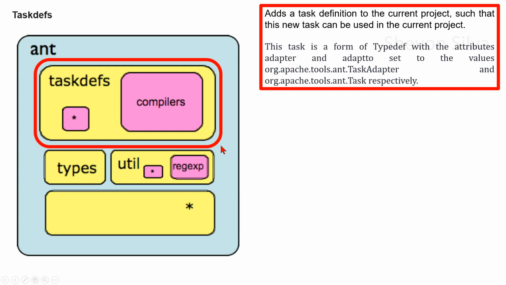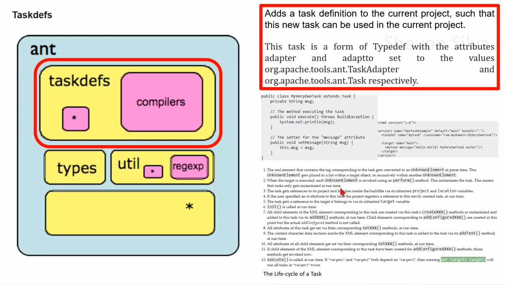values org.apache.tools.ant.TaskAdapter and org.apache.tools.ant.Task respectively. Now we are considering the life cycle of a task. The method executing the task here and the setter for the main message attribute.